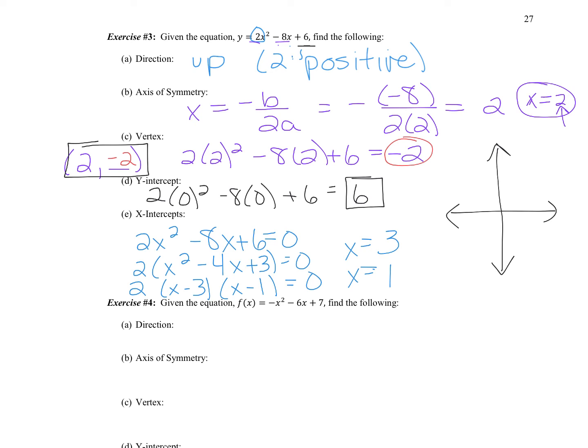First off, I'm going to start from the vertex. So (2, -2) would be about here, and this is just a rough sketch. The y-intercept is 6, so this is somewhere up here. We'll say that it's a little disproportionate, but the y-intercept is up here. We have zeros at 1 and 3.